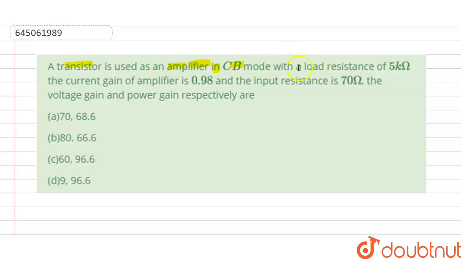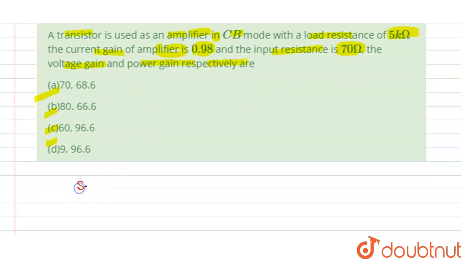Hello students, today our question is: a transistor is used as an amplifier in common base mode (CB) with a load resistance of 5 kilo ohm, the current gain of the amplifier is 0.98, and the input resistance is 70 ohm. We have to find the voltage gain and power gain respectively. Options A, B, C, D are given here. We have to find which option is correct.